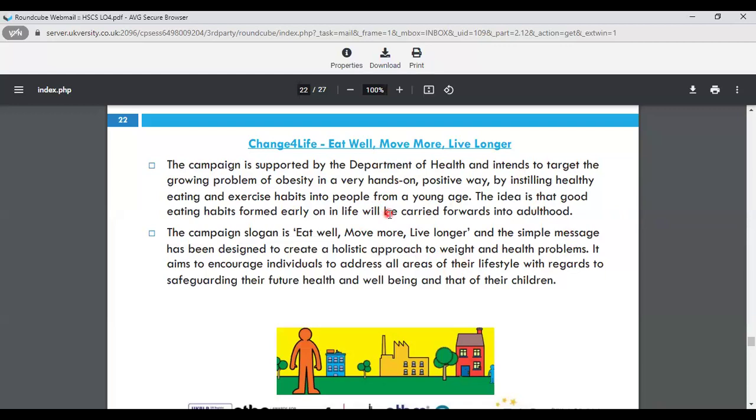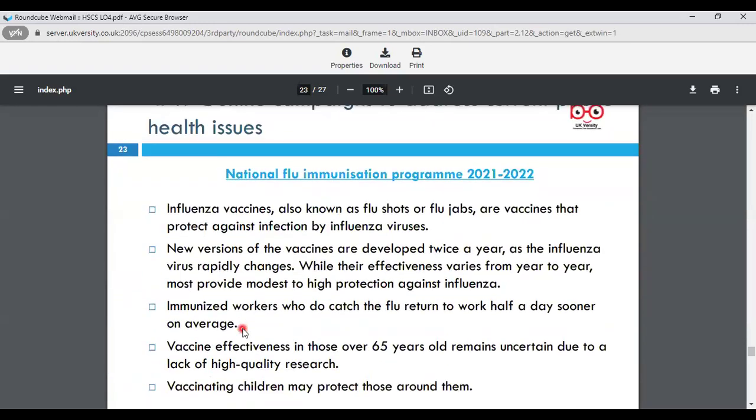Sometimes you're hit by some situation that may not make life the same for you, but otherwise you would most likely be the same throughout your life. So the campaign slogan is eat well, move more, live longer. It's a simple message designed to create a holistic approach to weight and health problems. It aims to encourage individuals to address all areas of their lifestyle with regard to safeguarding their future health and well-being and that of their children.